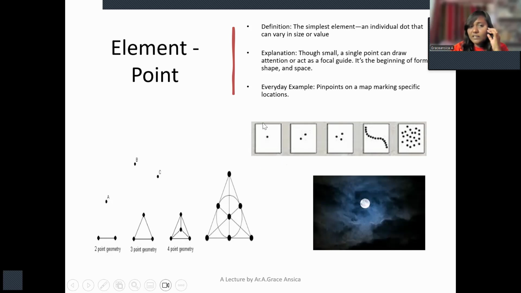These are one dots. Now I can see two dots. If you see these two dots, it automatically gives us a meaning that there is a line. Am I right or not?